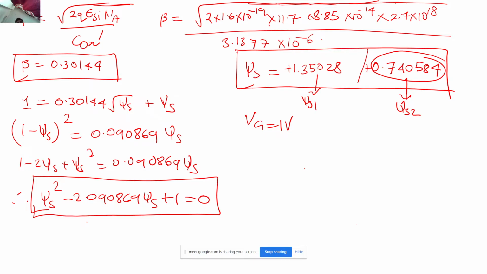Can you guys just help me in eliminating one of these? Why is this not a correct answer? Both the values are positive. Just think a little bit. I have given you a hint over here. VGS is equal to 1 volt. Any hints, guys? See, wrong answers are also welcome. It's not an issue.